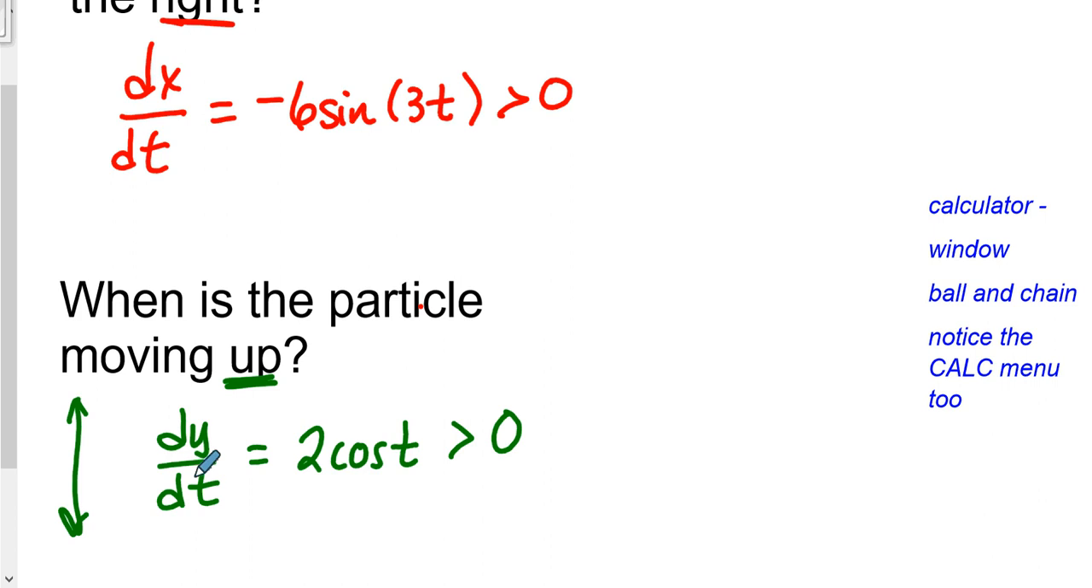Now I have a little reminder here that we're going to look at the calculator next, and we're going to talk about a few things. We're going to talk about window, we're going to talk about ball and chain, my own name, and we're going to notice the calculate menu, okay? So take a second, go get your calculator, and come back.